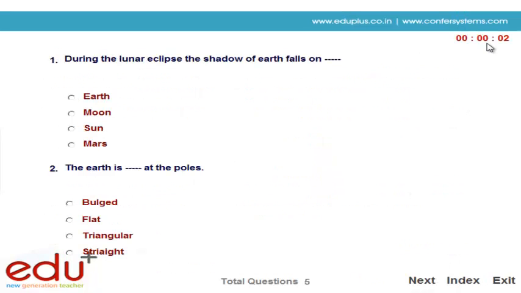Our test starts. In this test, questions are given and below each question 4 options are given. You select any one correct answer and solve the test.